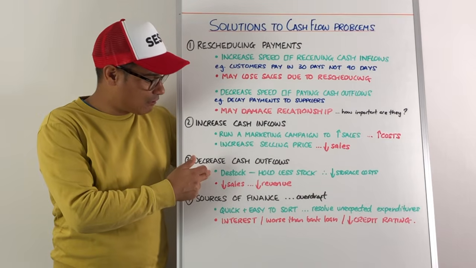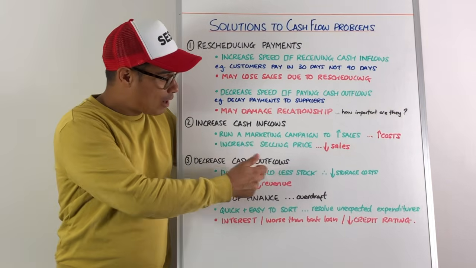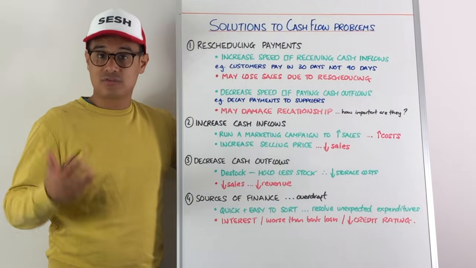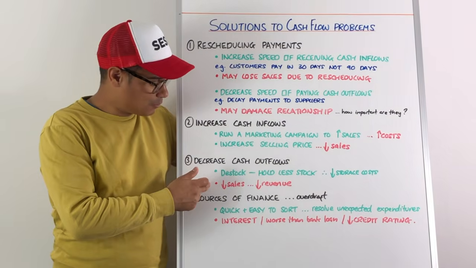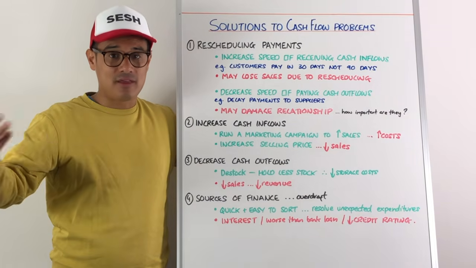Now, the third solution is to decrease your cash outflows. If you decrease your cash outflows, maybe you look to hold less stock, destock. That would mean you're going to have less storage costs, so you've saved on one of those outflows there. But the problem with this solution is it's likely that you've got less stock, so you're probably going to make less sales and therefore less revenue.